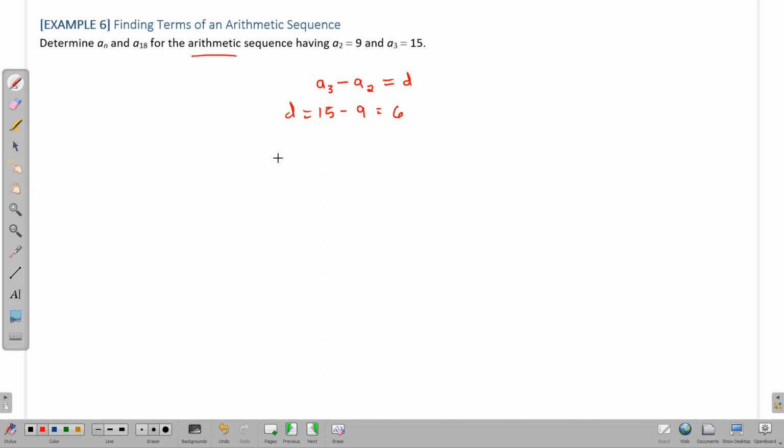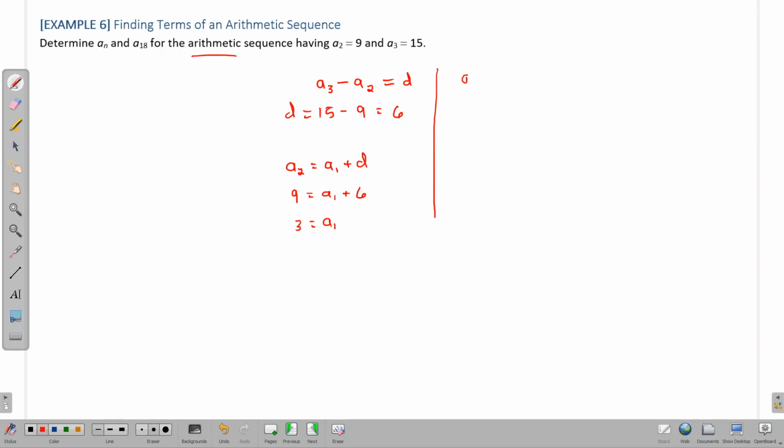So the only other thing we need to figure out is, well, what's A1? They didn't tell us the first term. Well, let's come back to this. I know that A2 is really A1 plus the common difference. And we know what A2 is. A2 is 9. We don't know A1, but we just found D was 6. Subtract this over, you get 3 is A1. So now we have the first term, and we have the common difference.